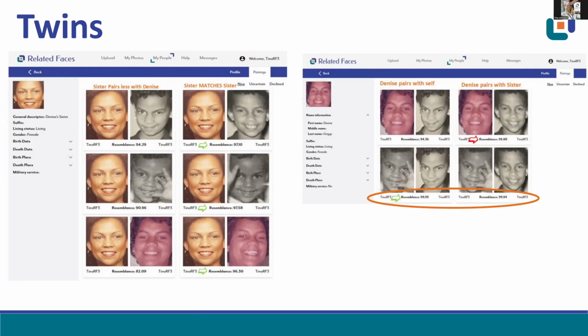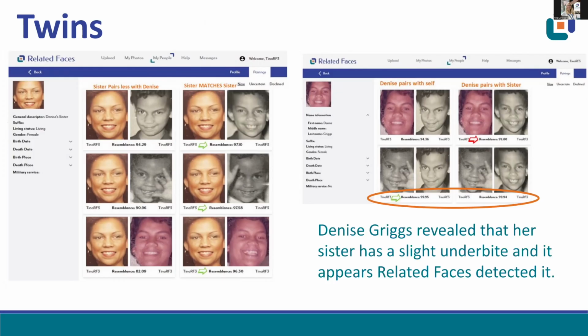We must use our genealogy skills in looking for details, but Related Faces resemblance numbers are able to help us see those differences. Denise pointed out that her sister has a very slight underbite where she does not. And it's clear that Related Faces was able to discern that difference and correctly identify Denise's sister in every photo.